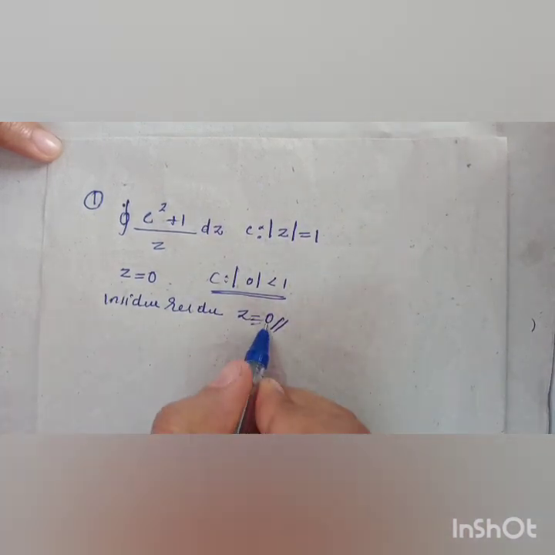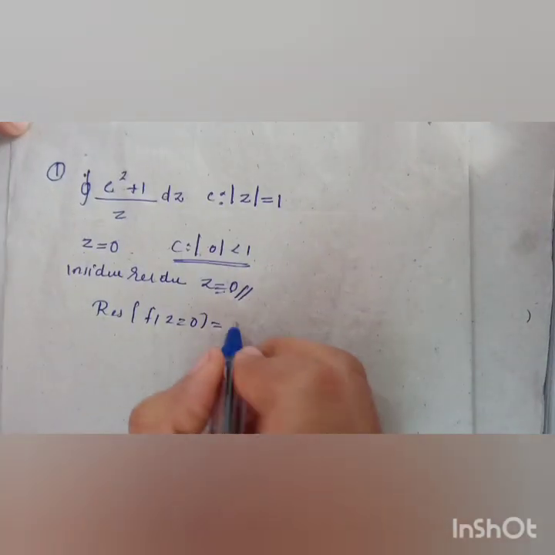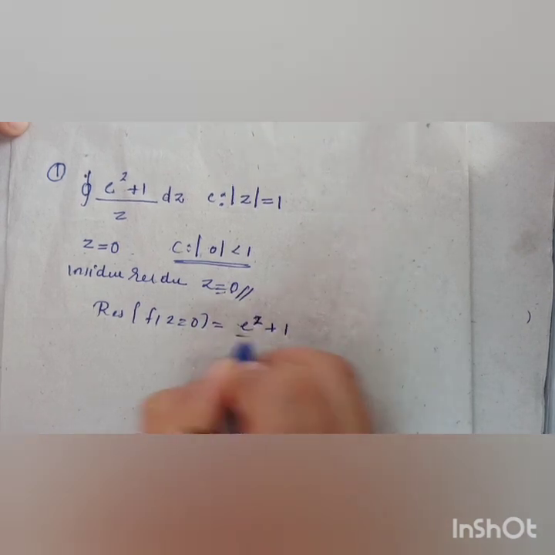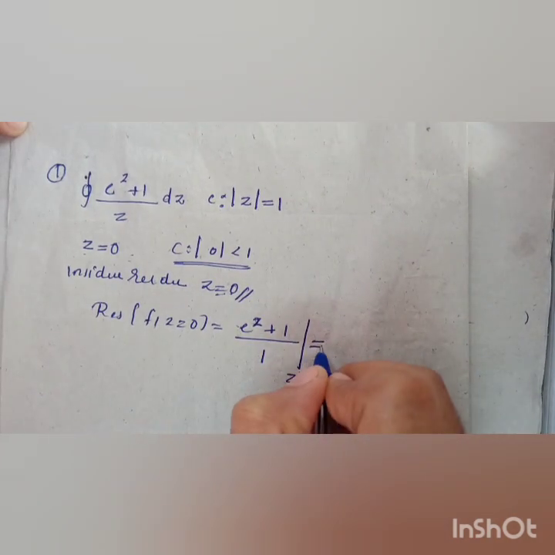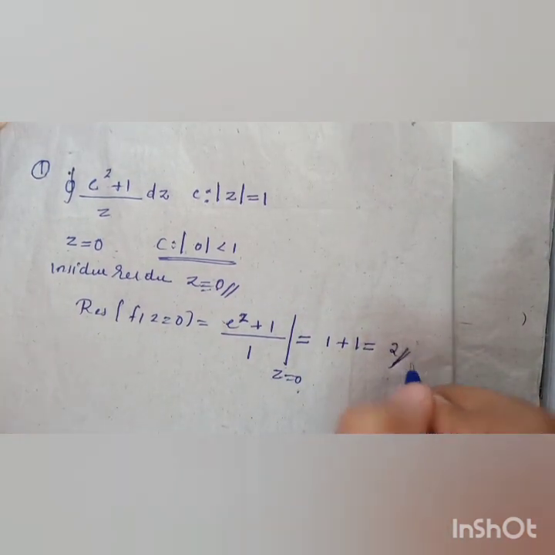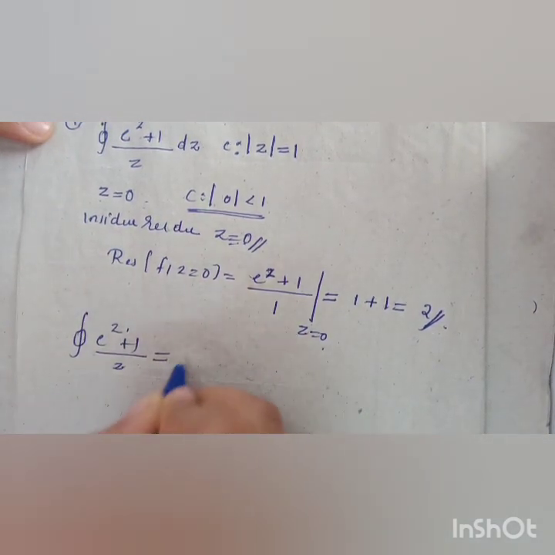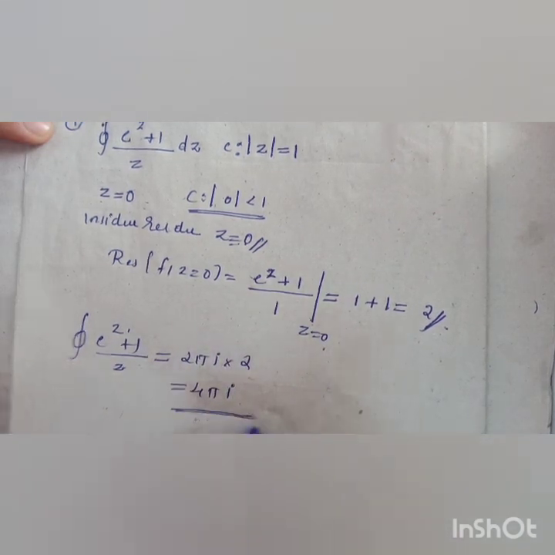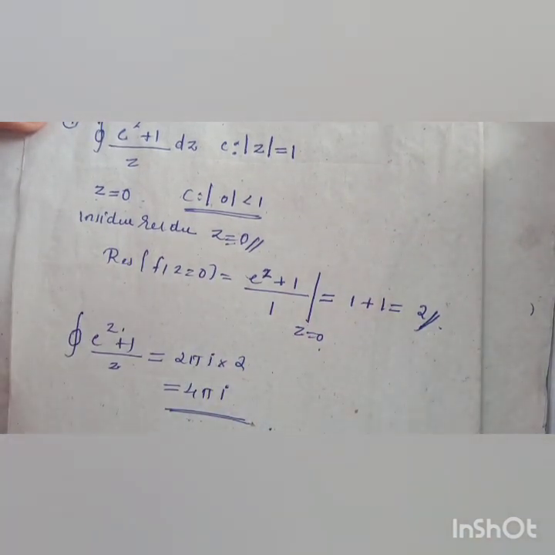So z is equal to 0 is a simple pole. To find the residue of the function at z is equal to 0, it is the numerator divided by the derivative of the denominator, which is 1, at z is equal to 0. E raised to 0 is 1, plus 1, that is equal to 2. So 2 is the residue, and the contour integration of the function is 2 pi i into the residue, that is 4 pi i. This is the answer. Very simple question and a very good method to find the contour integration.